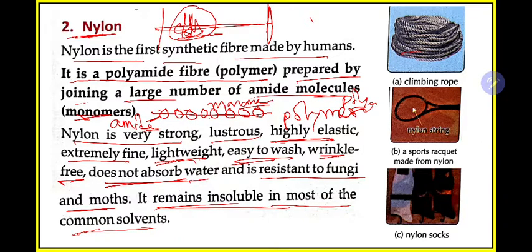Just remember this polymer concept. All small units are known as monomers, and when you join them all, it becomes a polymer. So in this case, our small units are amides. We are joining multiple amides and making a polyamide.